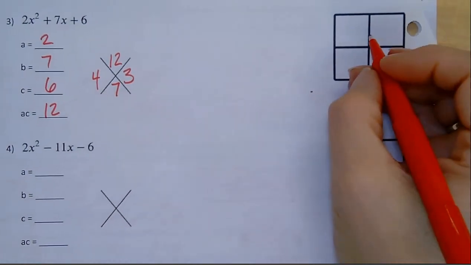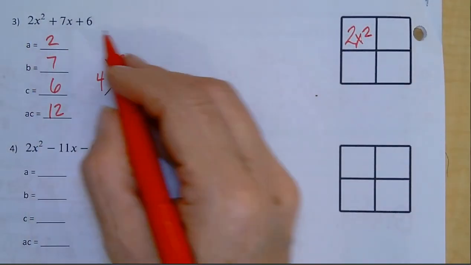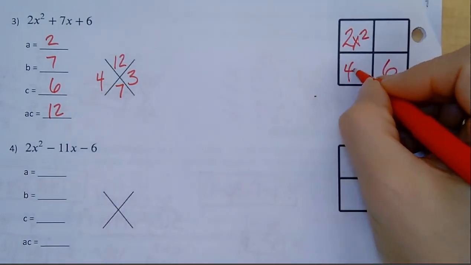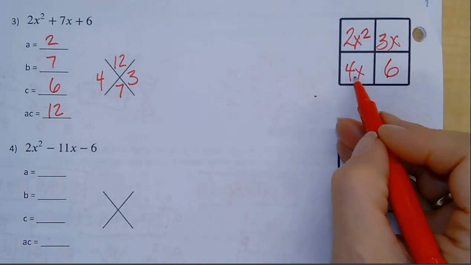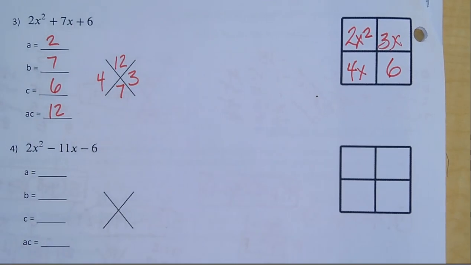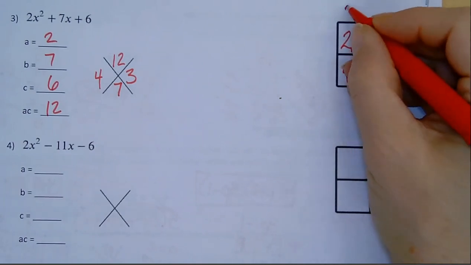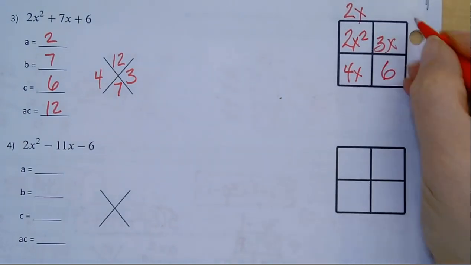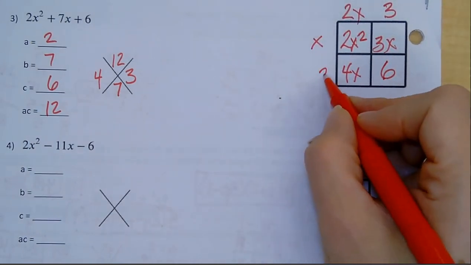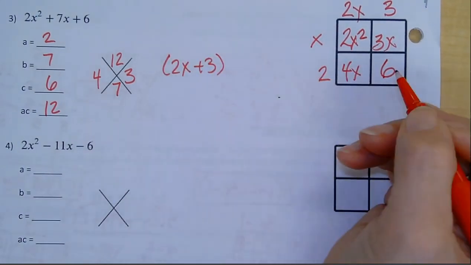And over here, my top left is going to be the first whole term, 2x squared. Bottom right is going to be 6. Okay, and then I'm going to fill in with 4x and 3x. Again, remember, 4x plus 3x equals 7x. That's where we got that. Okay, so looking down, I'm going to pull 2x out of these two numbers, 2x squared and 4x. I'm going to pull a 3 out of there. Left to right, I can get an x. Left to right, I can get a 2. So I should get 2x plus 3 times x plus 2.